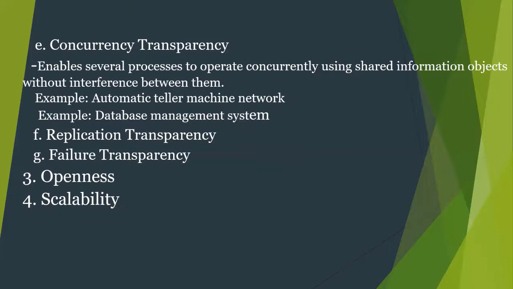Then third is openness. Openness is also called directness. So the distributed system should be open. An open distributed system is a system that offers services according to standard rules that describe the syntax and semantics of those services.